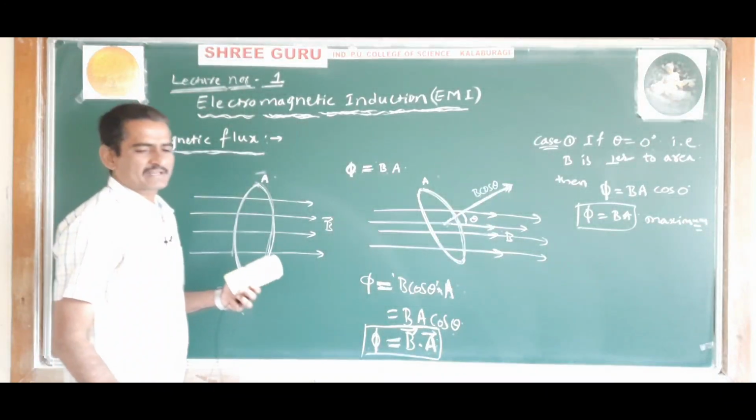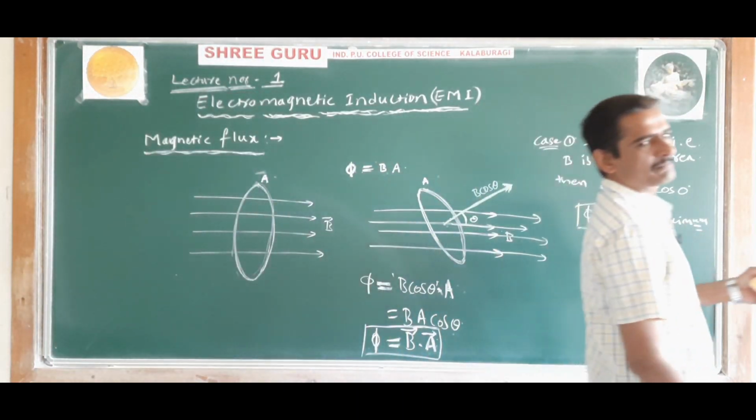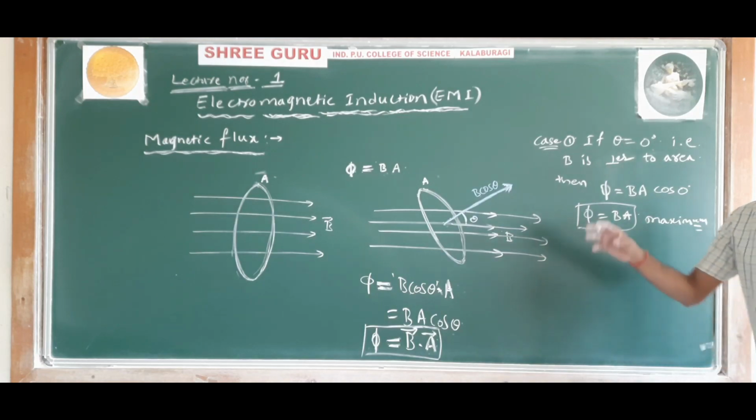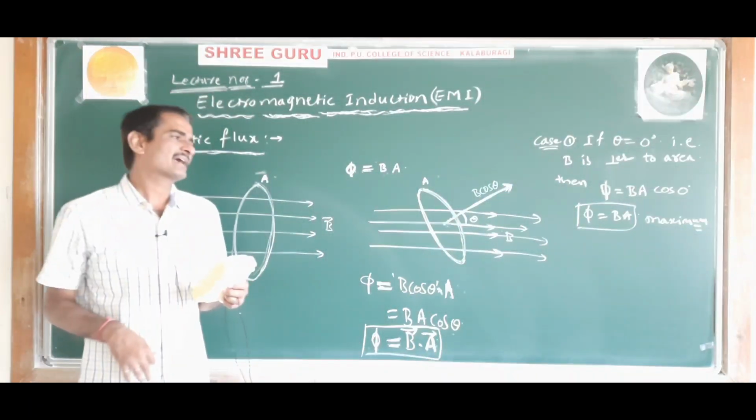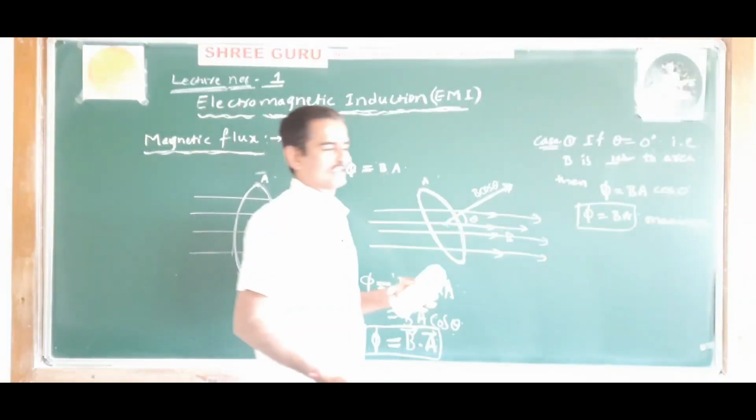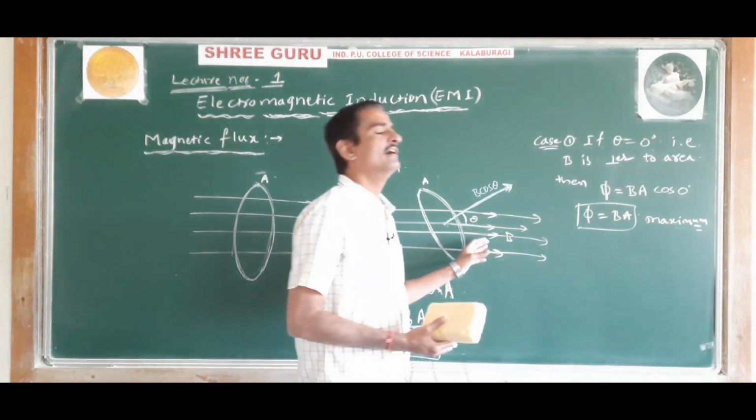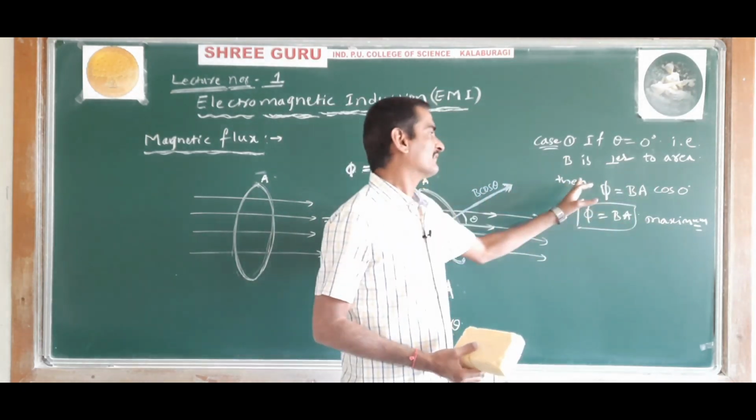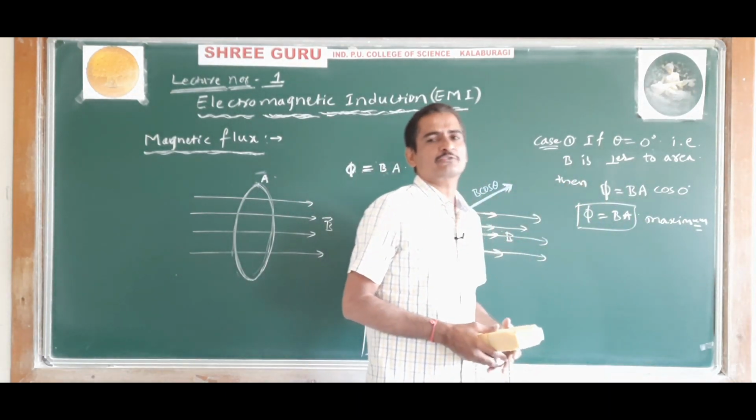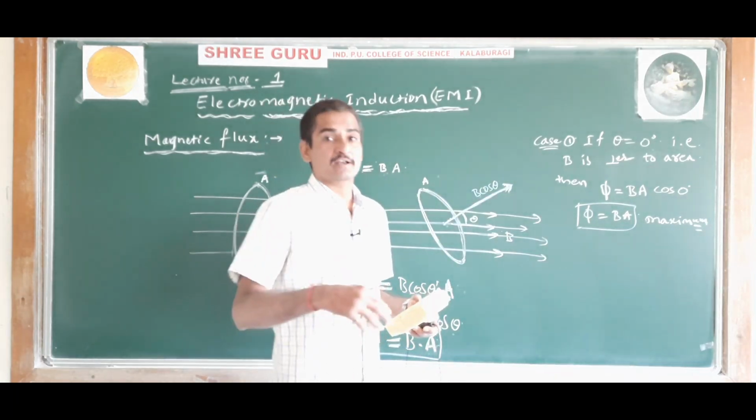Magnetic flux through a surface area will be maximum when the surface area is perpendicular to the magnetic field, or the magnetic field is perpendicular to the surface area. If surface area and magnetic field are perpendicular to each other, then the magnetic flux will be maximum.